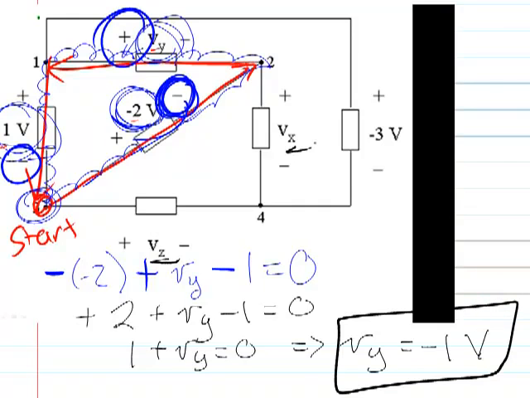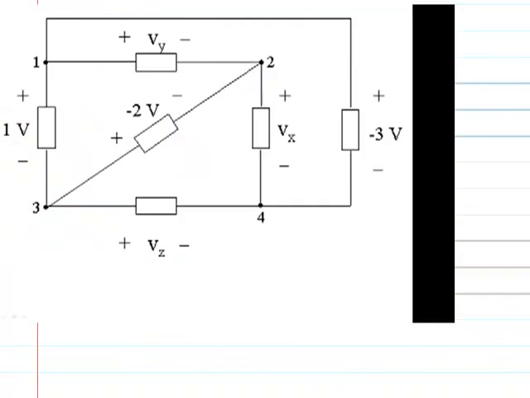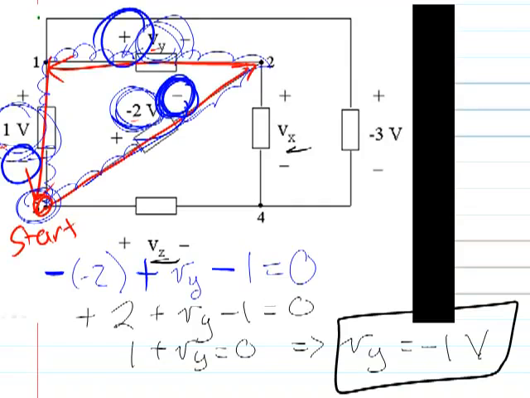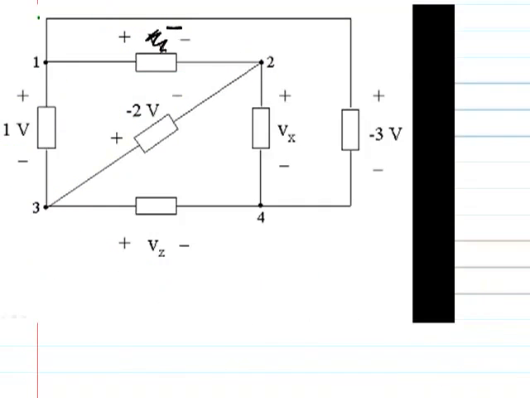Therefore we move on to see if we can figure out what Vz and Vx are. Okay, so we know that Vy is, what did we call it? We called it negative 1 V. Okay, so now we just have to pick another circuit, any circuit that you want, as long as it's a closed circuit, we're happy.